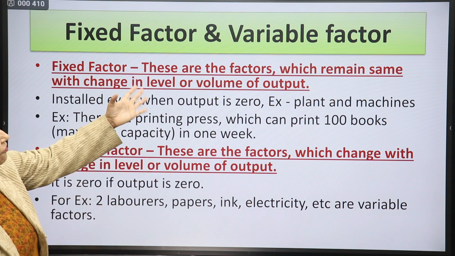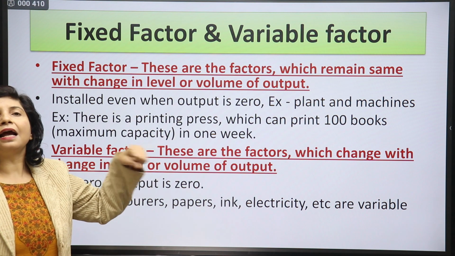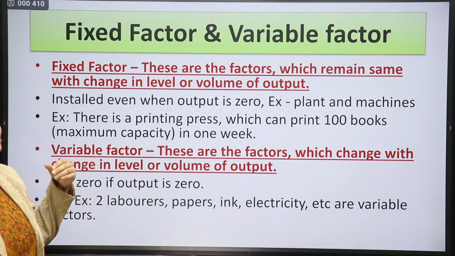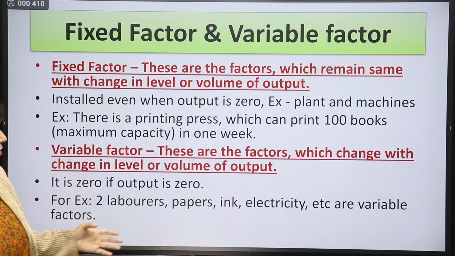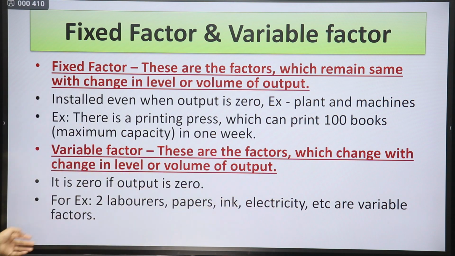Machines have to be installed. So the difference between fixed and variable factor is that a fixed factor is needed at all times even if output is 0. But a variable factor is not required if output is 0. For example, laborers, paper, ink, electricity, etc. are all variable factors.